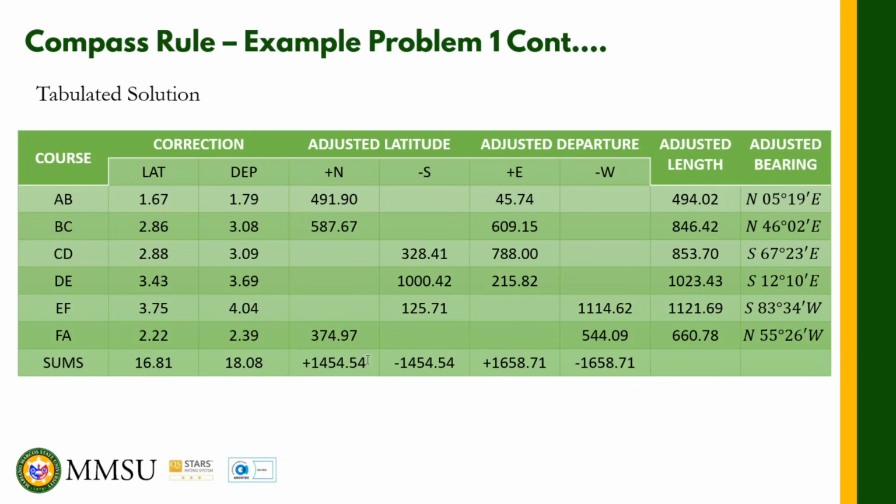Okay, makikita natin dito sa table, dito sa adjusted latitude. So pag pinag-add natin yan, magiging 0 na, parehas na, no? Even dito sa departure, parehas na. Itong adjusted length and adjusted bearing, galing yan sa mga sinolve natin. Okay, so kapag present mo na yan sa table, okay ka na. Okay, so that's it for the compass rule.